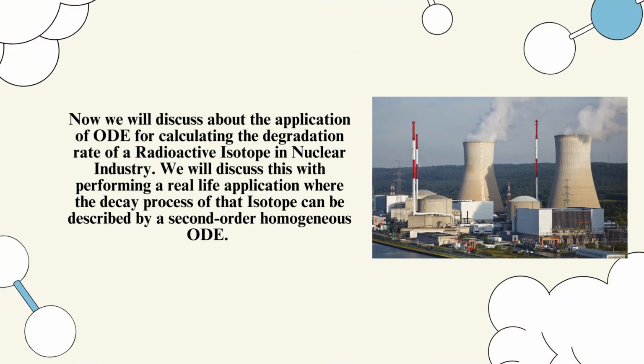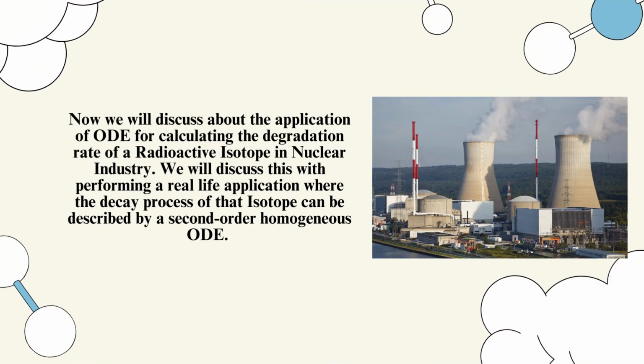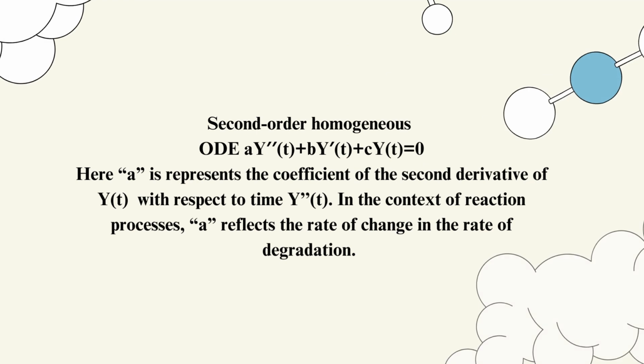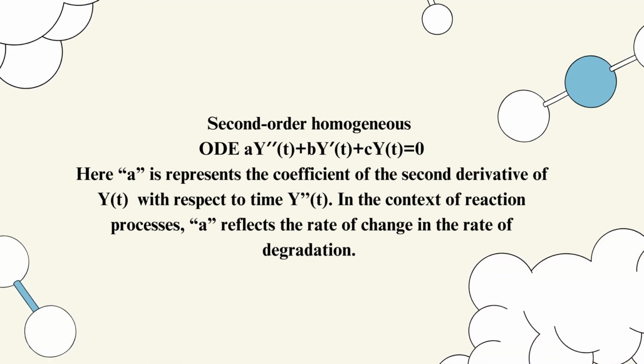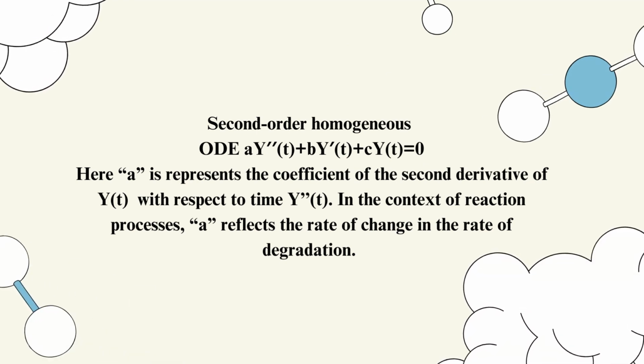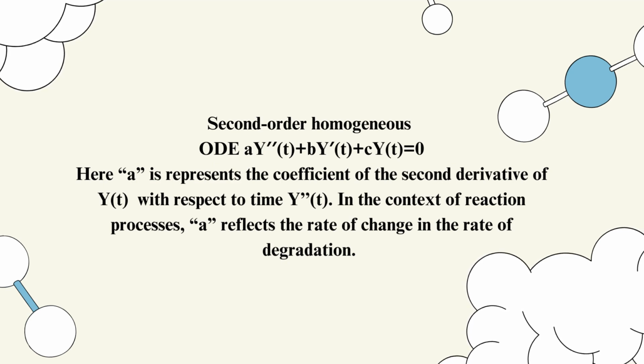Now we will discuss the application of ODE for calculating the degradation rate of a radioactive isotope in the nuclear industry by performing a real-life application where the decay process of that isotope can be described by a second-order homogeneous ODE. First of all, I will discuss a bit about the second-order homogeneous ODE, which is this equation, and it is a general form of linear homogeneous ODE.